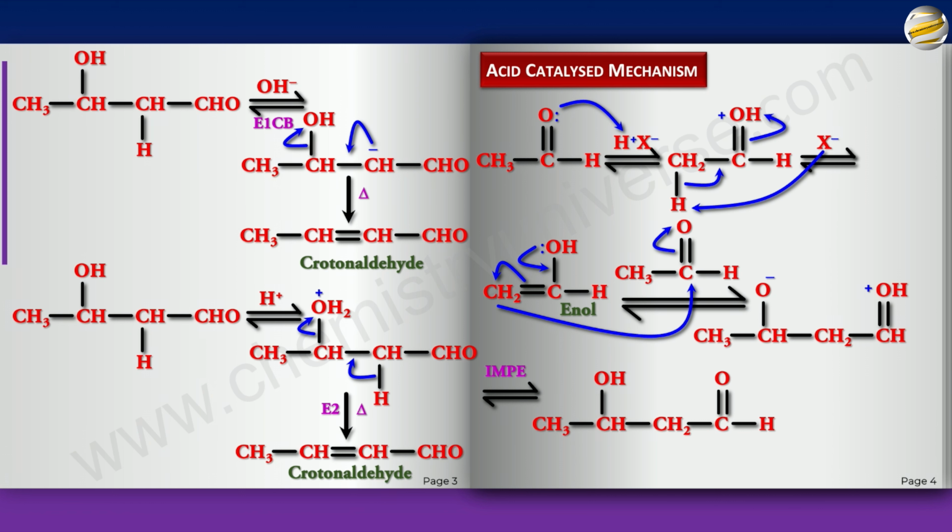And then, of course, you can convert that into the alpha beta unsaturated aldehyde using acid and base. Now, generally, what we do is we keep the concentration of OH minus low because then it tends to behave more as a base rather than as a nucleophile.